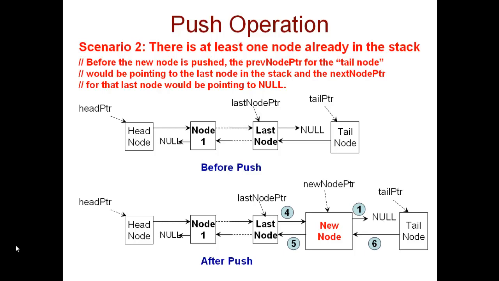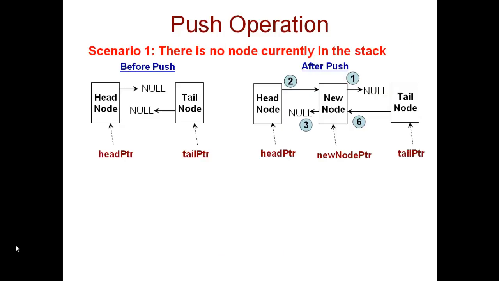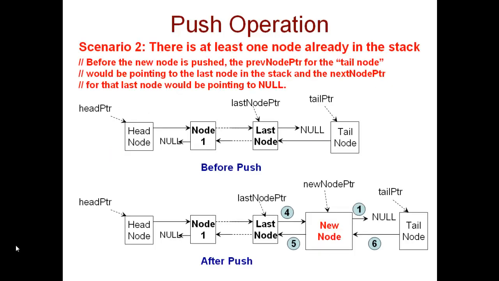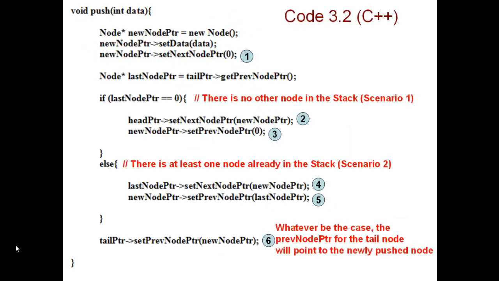So now what I want to talk about is the push operation in a double linked list. There are two scenarios we have to deal with: whether there is a node currently in the stack before the push operation or not. One scenario is there's no node currently in the stack, so the stack is currently empty and you want to push the first data node to the stack. The second scenario is there's at least one node already in the stack. So let us look at the code to deal with these two scenarios.